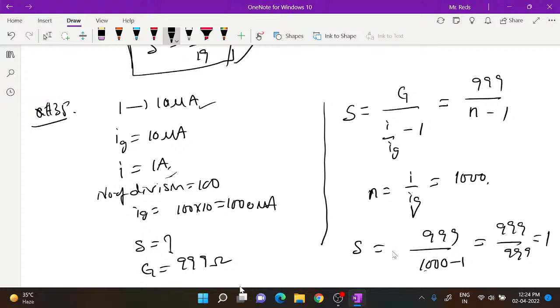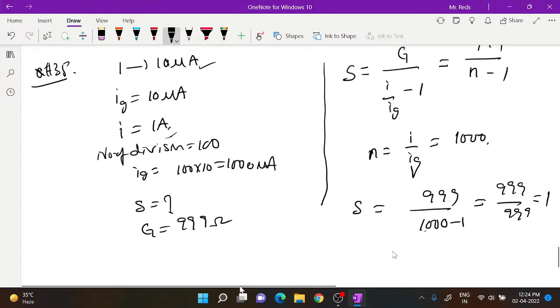So you can say the shunt resistance, that is the small resistance to be connected, S should be equal to 1 ohm. The shunt resistance or small resistance to be connected should be 1 ohm, right? So that is how we consider this kind of questions. These are a few ways of doing these questions based on conversion of galvanometer to ammeter and voltmeter.